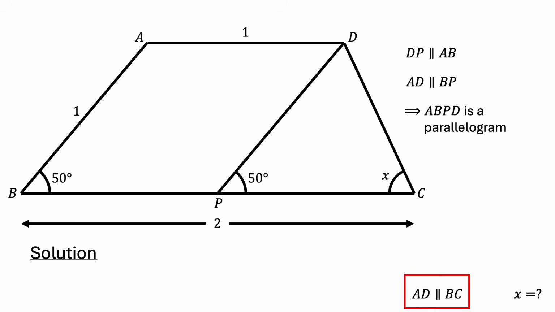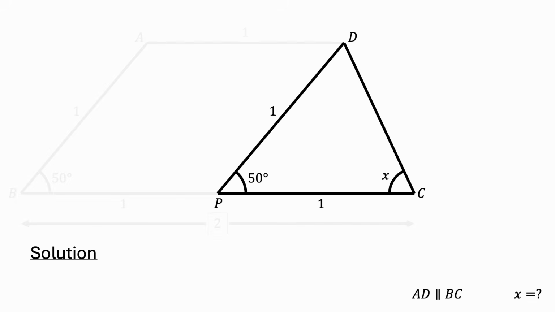Therefore, ABPD is a parallelogram. Since opposite sides of a parallelogram are equal, DP equals AB equals 1, and BP equals AD equals 1. So PC equals 2 minus 1, which equals 1.